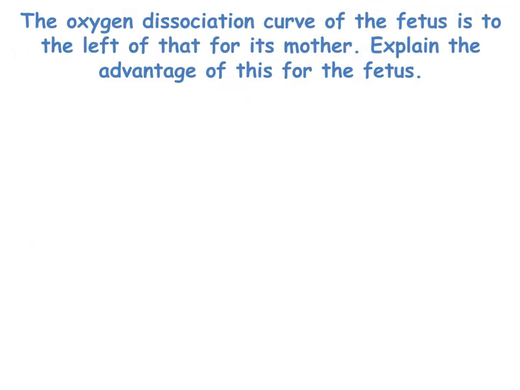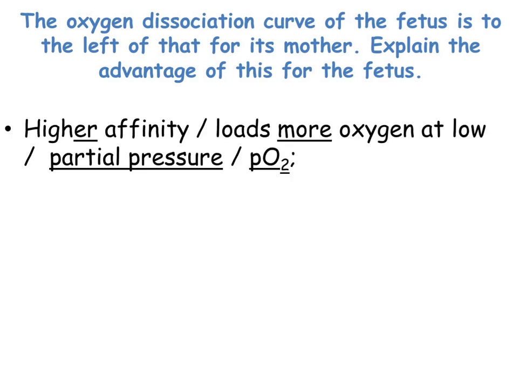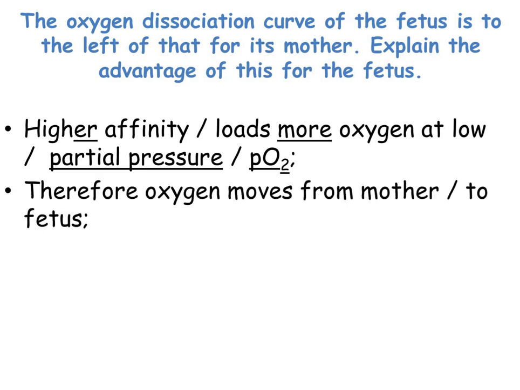Next one, the oxygen dissociation curve of the fetus is to the left of that for its mother. Explain the advantage of this for the fetus. So there is a higher affinity, or it loads more oxygen at lower partial pressures. Therefore, oxygen moves from the mother to the fetus.